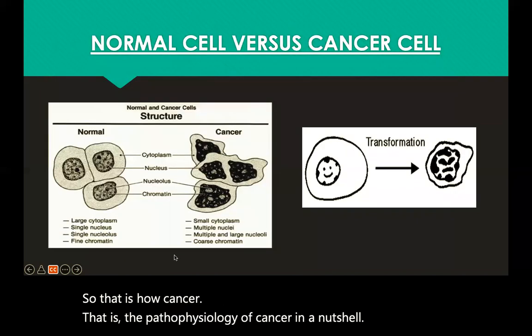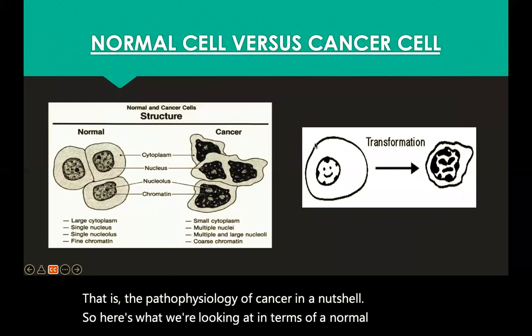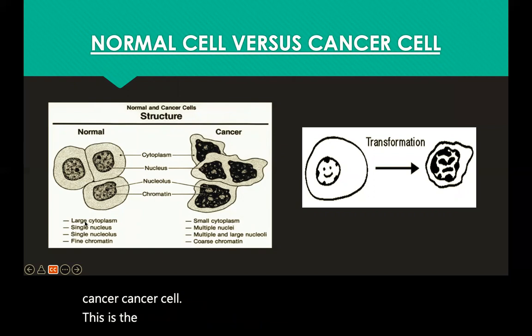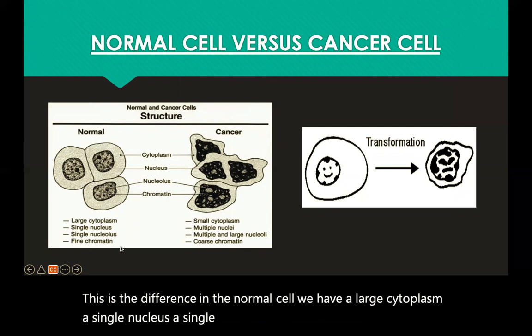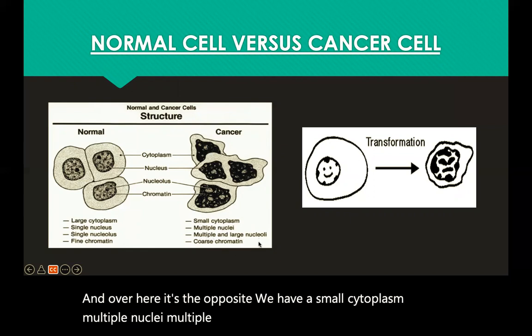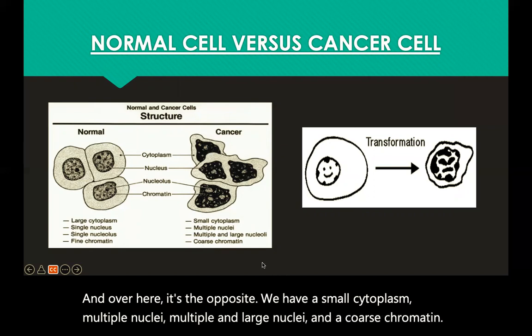So here's what we're looking at in terms of a normal cell versus a cancer cell. This is the difference. In the normal cell, we have a large cytoplasm, a single nucleus, a single nucleolus, and fine chromatin. And over here, it's the opposite. We have a small cytoplasm, multiple nuclei, multiple and large nucleoli, and a coarse chromatin.